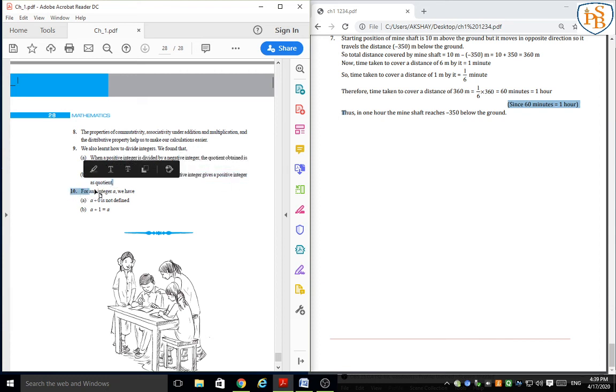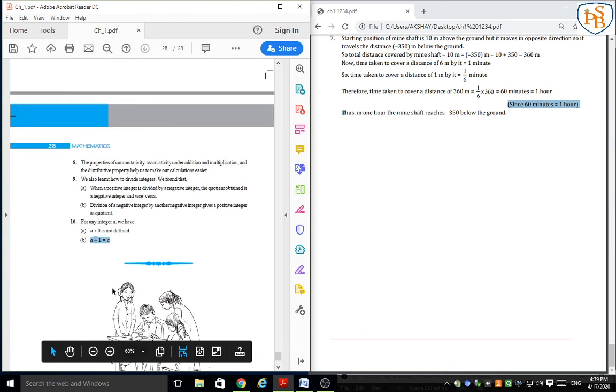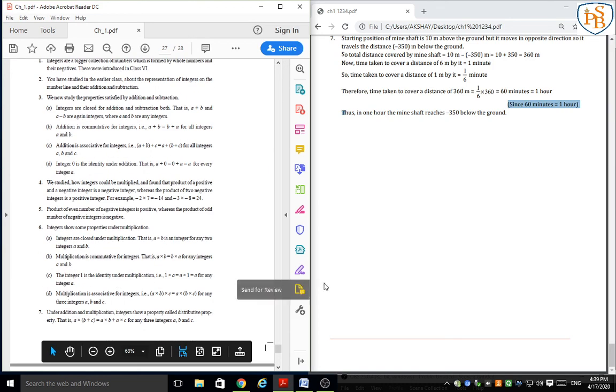And the last point, for any integer a, a divided by 0 is not defined and a divided by 1 is equal to a. These many things we have learned in this topic.